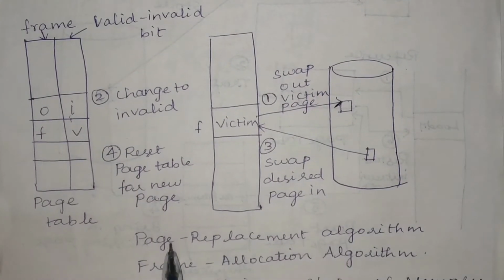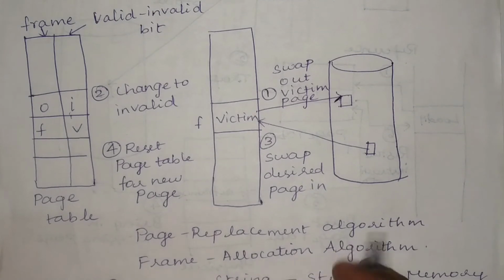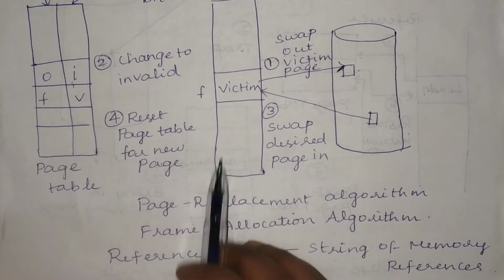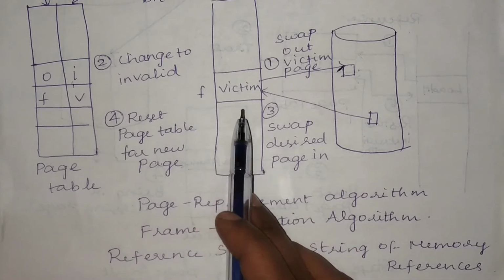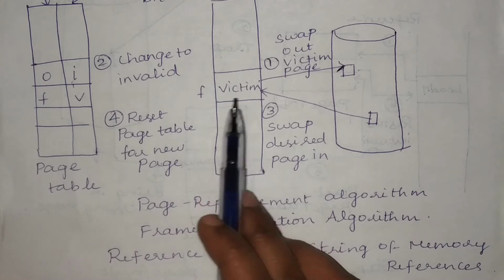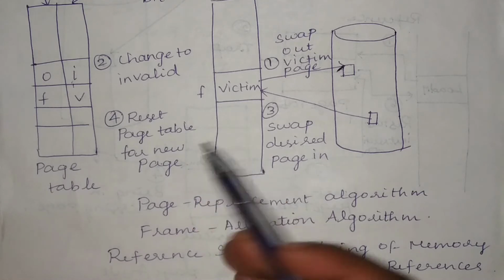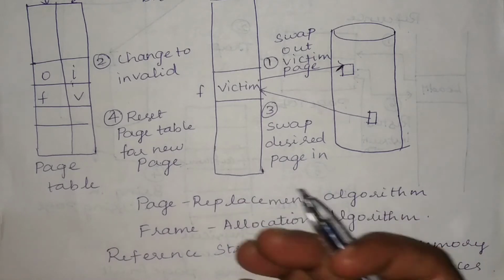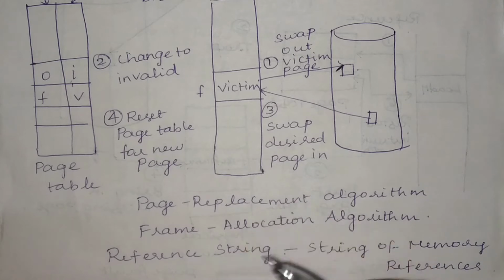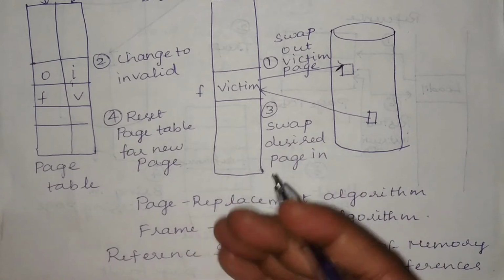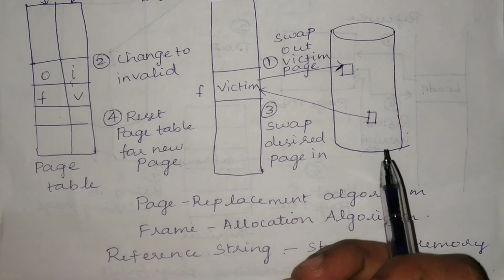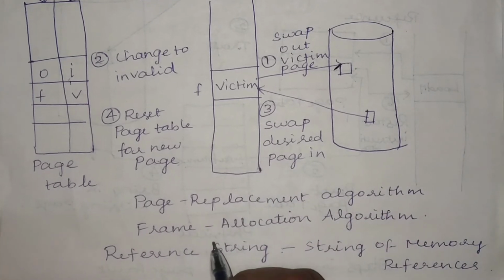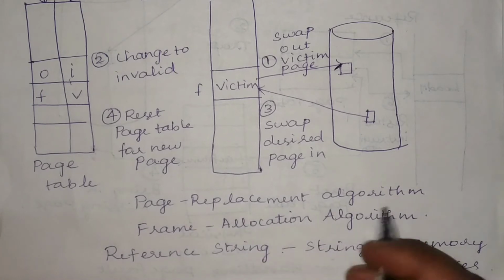Now, we have several page replacement algorithms available, and also some frame allocation algorithms. Whenever you allocate a new frame, we should select a free frame from the buffer. The buffer is a place where the list of free frames is maintained, and from that we get a free frame, which is given for storing the new page from the secondary memory.